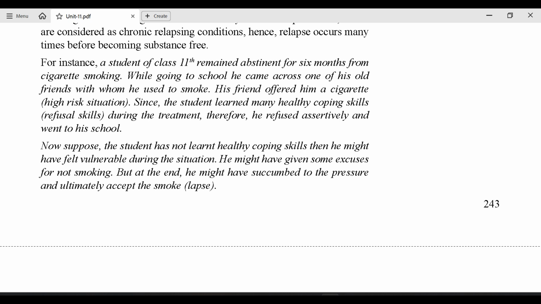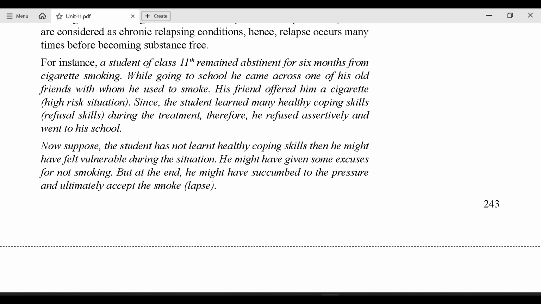For instance, a student of class 11th remained abstinent for 6 months from cigarette smoking. While going to school, he came across one of his old friends with whom he used to smoke. His friend offered him a cigarette, a high-risk situation. Since the student learned many healthy coping skills, refusal skills, during the treatment, therefore, he refused assertively and went to his school.